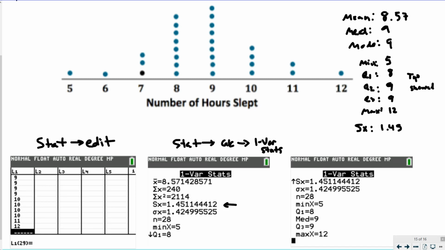And if I compare the 1.45 sample deviation to the average, which is 8.57, I would get approximately 0.17 or 17%, which means this is still relatively grouped close together. So this is closely grouped data.